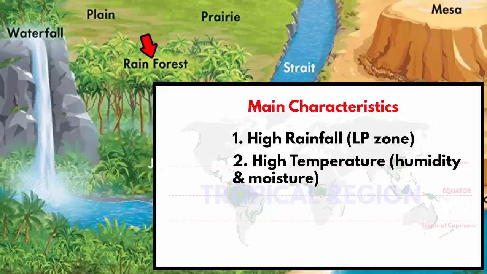The second one is, they have high average temperatures, which provides the necessary moisture and humidity. While the sun shines almost equally in all parts of the earth, the equator is exposed to a high amount of direct sunlight, which is the reason behind high average temperatures.